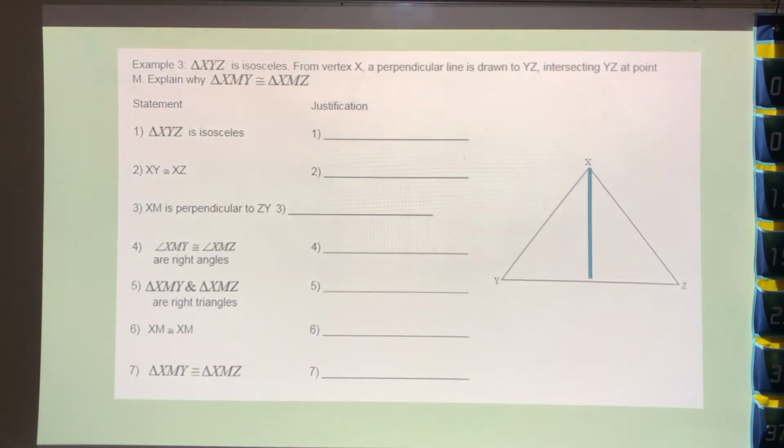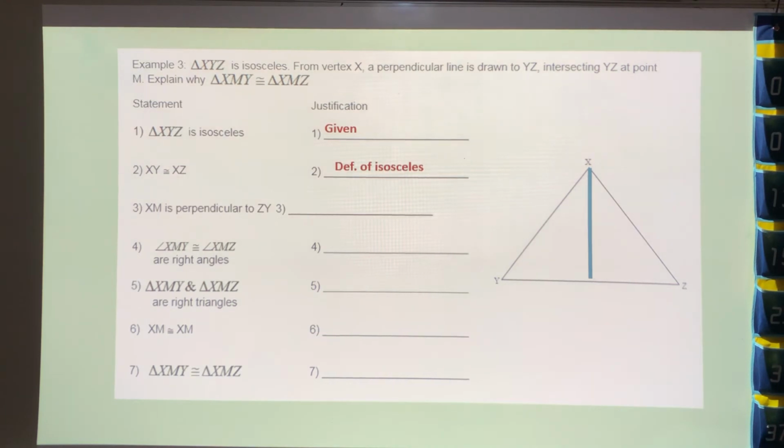This is one of the longer proofs we've had in class. Triangle XYZ is isosceles. Why do we know that's true? Because it's given in the statement. It says XY is congruent to XZ. Why would that be true? Because it's not given in the statement. That would be the definition of an isosceles triangle.